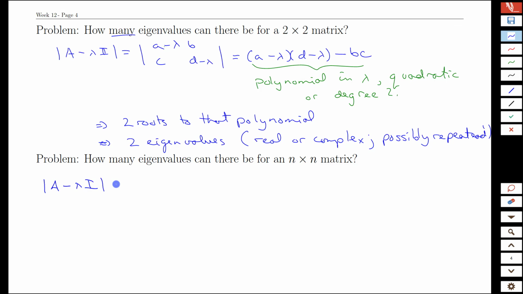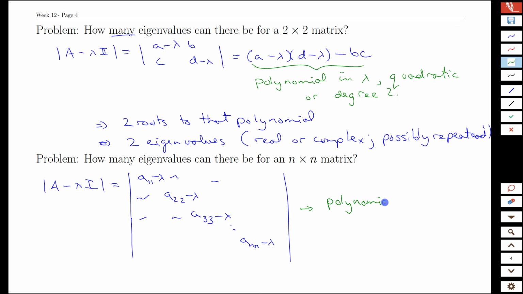Well, the form of the determinant is the same. We still need the determinant equal to 0. The difference is now the matrix is going to be bigger. I'll just put little subscripts here. If we think of the diagonal elements here, and then there's going to be stuff everywhere else. It doesn't really matter what's in there for the form we're looking at, though. At the end of the day, we're going to have a stack down the diagonal in an n by n matrix of minus lambdas all the way down the diagonal. And that's going to give us, not surprisingly, again, a polynomial in lambda. And it's going to be this time of degree n.